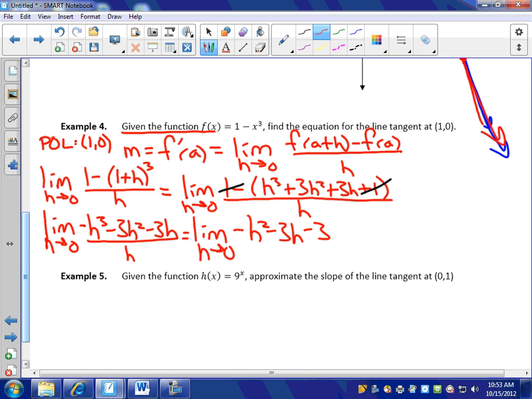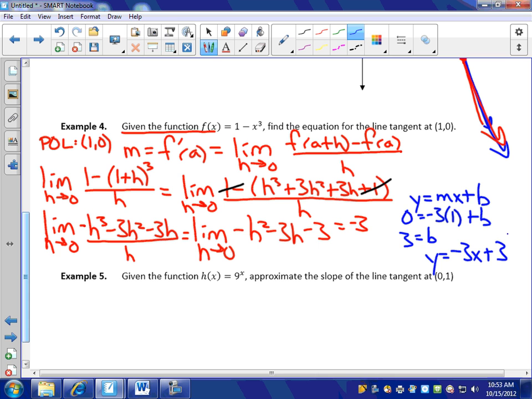What do you get? So that's my slope. I can now use y equals mx plus b. Y is 0. M is negative 3. X is 1. 3 is equal to b. Y equals negative 3x plus 3. That's the equation for the line tangent.